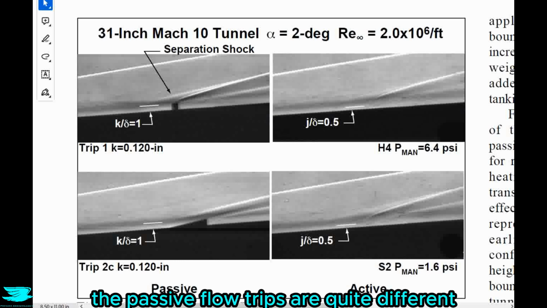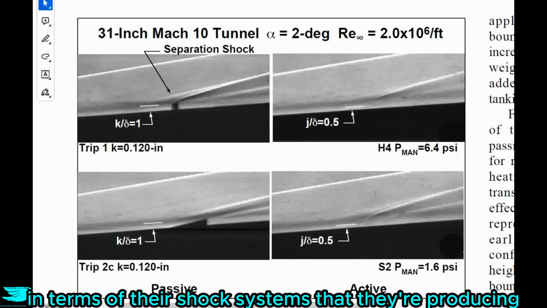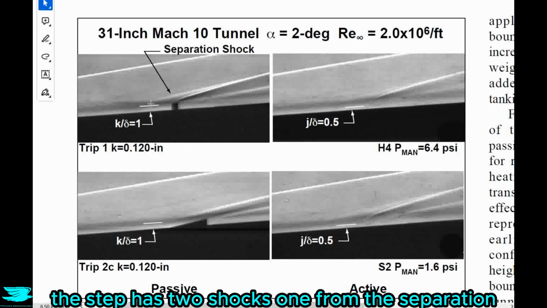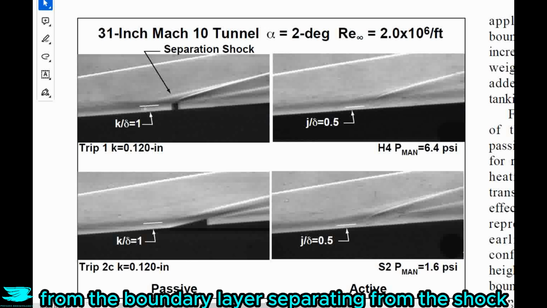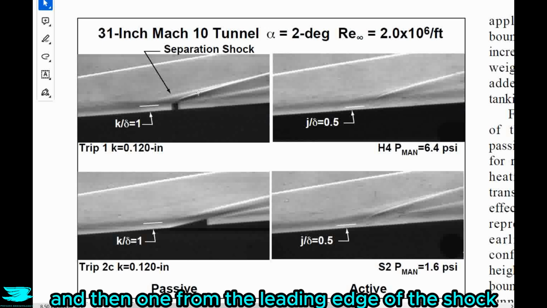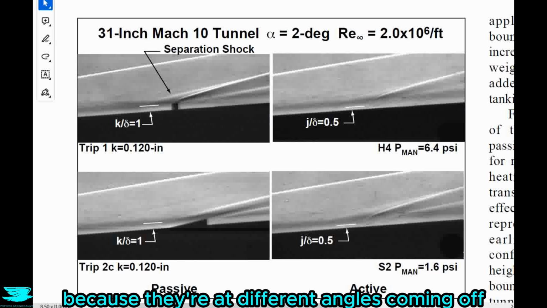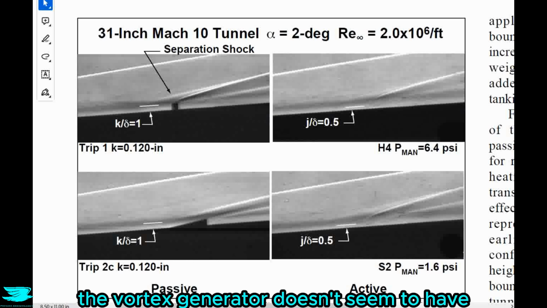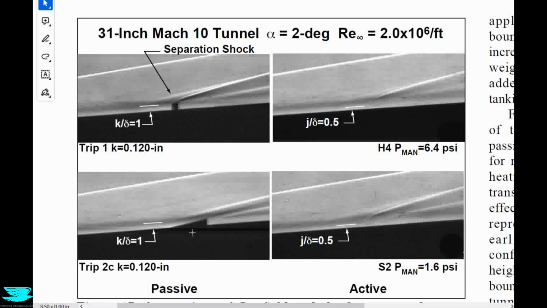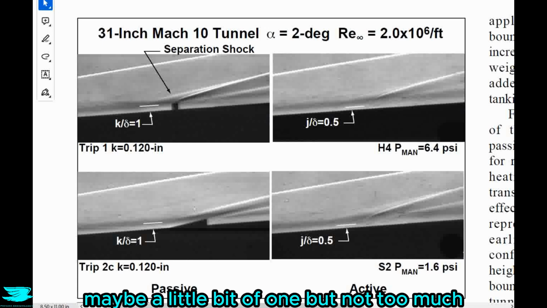On the other hand, the passive flow trips are quite different in terms of the shock systems that they're producing. The step has 2 shocks, one from the boundary layer separating from the step, and then one from the leading edge of the step, which then intersects because they're at different angles coming off. On the other hand, the vortex generator doesn't seem to have the separation shock. Maybe a little bit of one, but not too much perhaps.